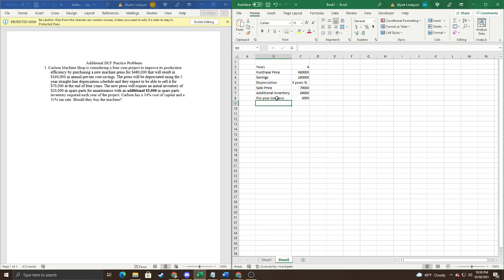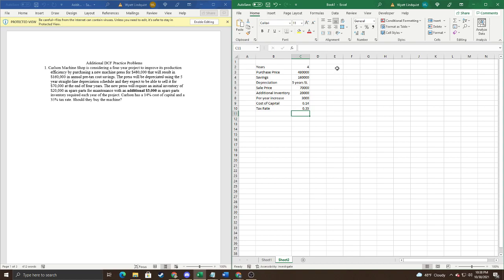But cost of capital. We have 14%, but we're gonna just make that 0.14, and tax rate will be 0.35. All right, perfect. Now we are asking, should Carlson purchase this machine?